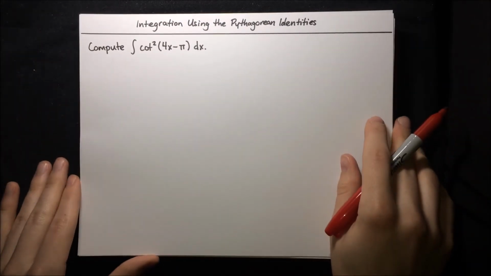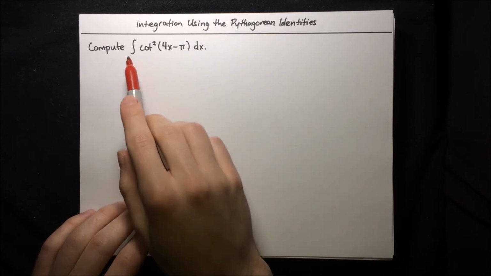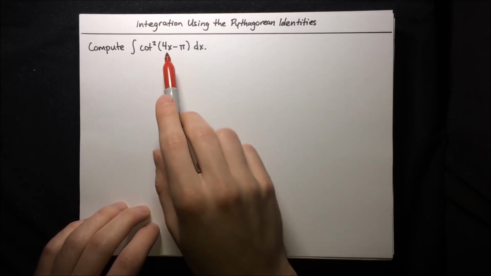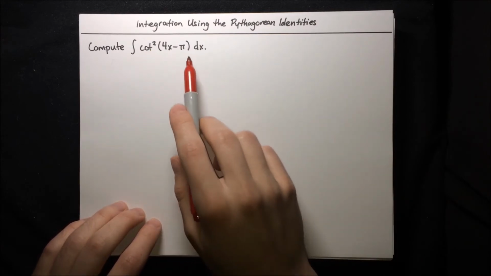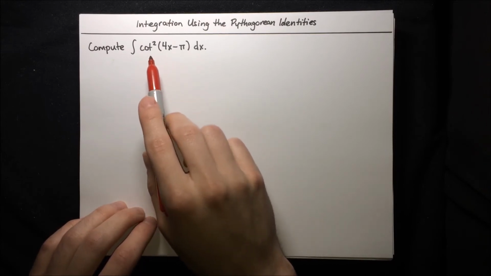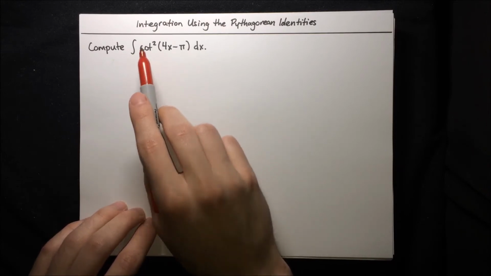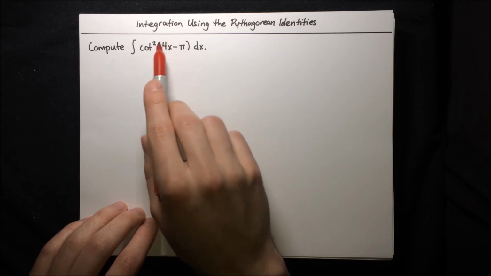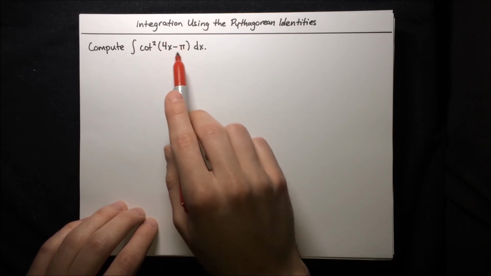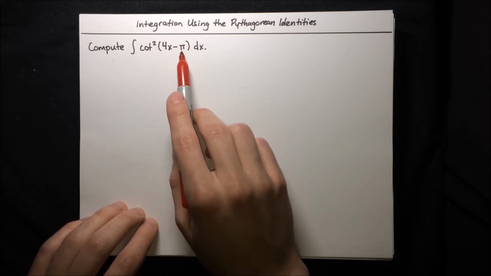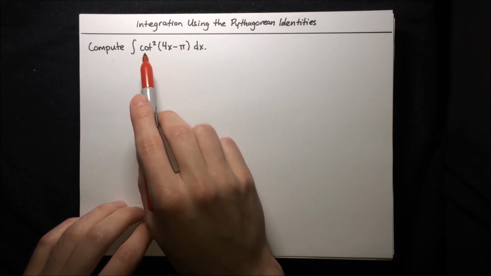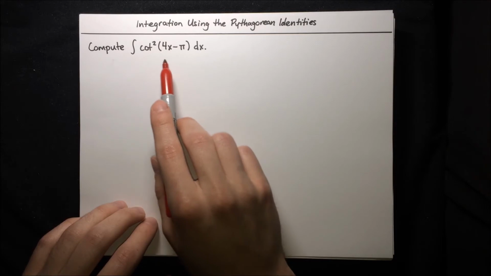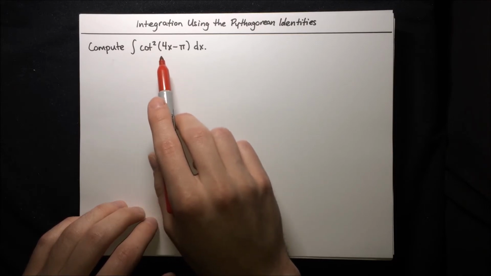Alright, here is another example. We want to compute the integral of cotangent squared of 4x minus pi. Okay, so this one is also pretty difficult to approach head on. That's a trig function squared with a full expression of x, not just x, but 4x minus pi. So we're going to have to do a little bit of rearranging here in order to express this cotangent squared in terms of something we know how to integrate.